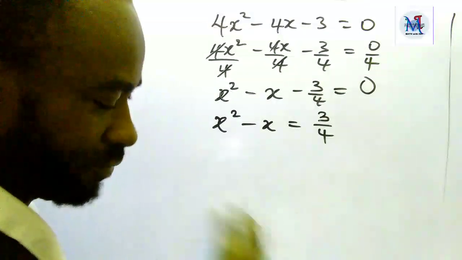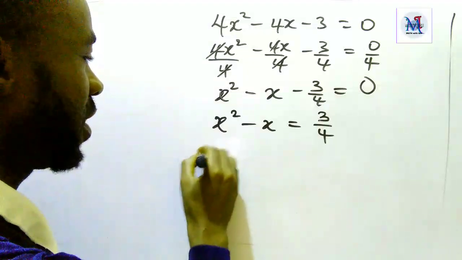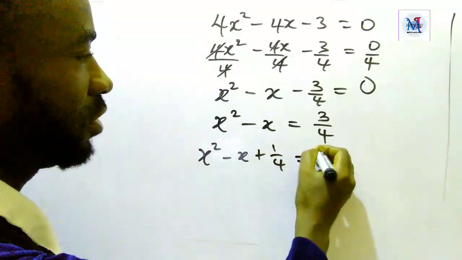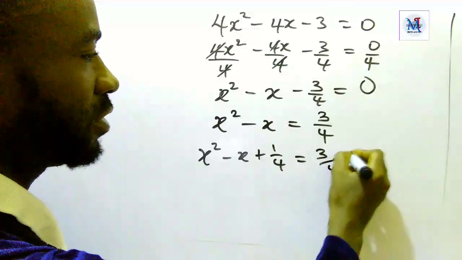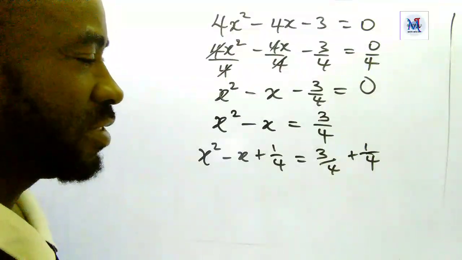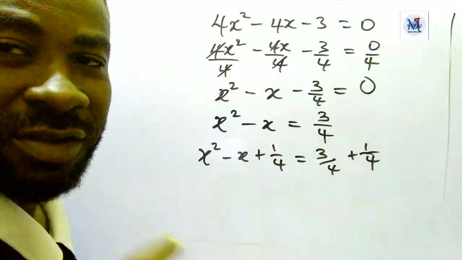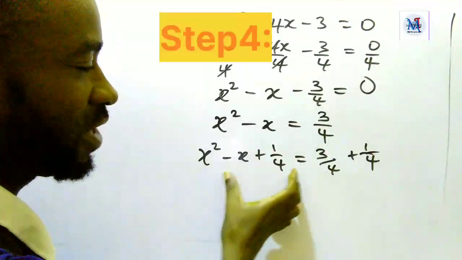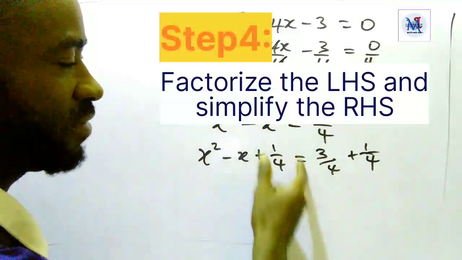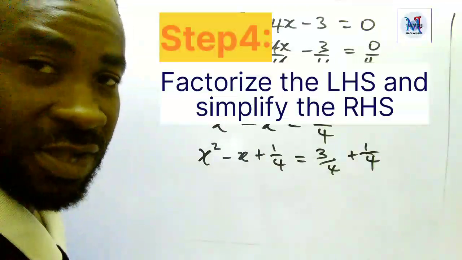So let's do that. So I'm going to have x squared minus x plus 1 over 4. I'm going to also add it here, plus 1 over 4. You can see I've added 1 over 4 to both sides. Now when you do that, our step 4 is that we are going to factorize this left-hand side. How do we do that? Since we know that this is a perfect square, it becomes very easy to factorize.